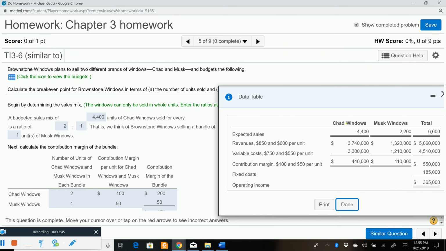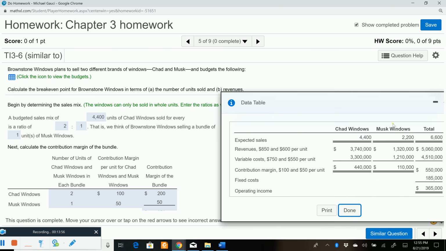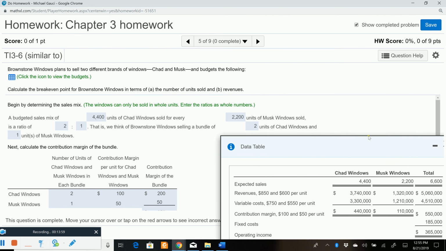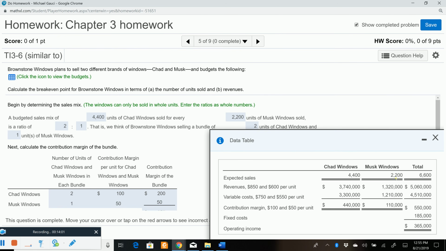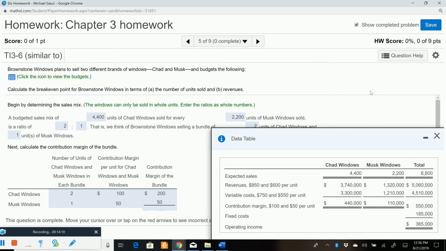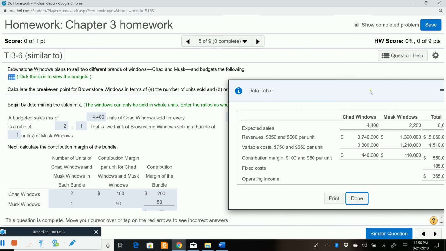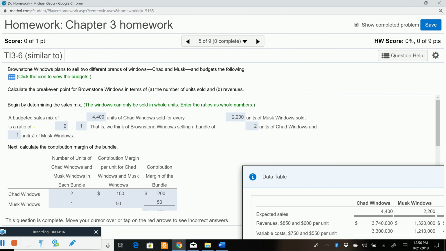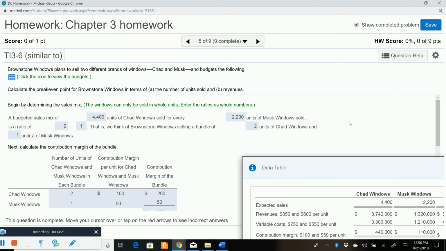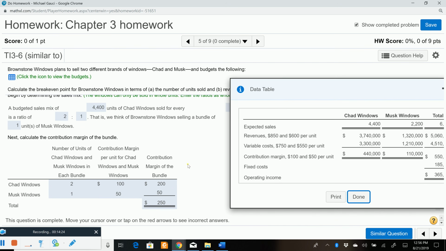And we have a total. Chad, if we take Chad 4,400 out of the 6,600 and Musk 2,200 out of the 6,600, that means for every 2 Chad windows that we sell, we're going to sell 1 Musk window. Think about it. If you take 1 Musk window, 2,200, and you double it, you get the expected sales of the Chad windows. So for every bundle, we're going to have 2 Chad windows and 1 Musk window. So we're still calculating the bundle here.